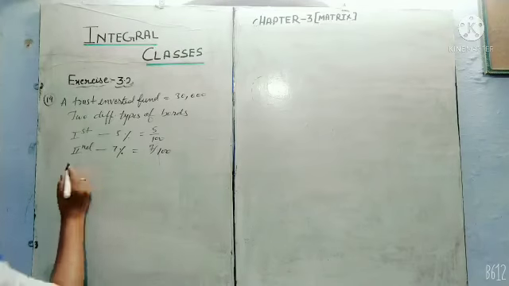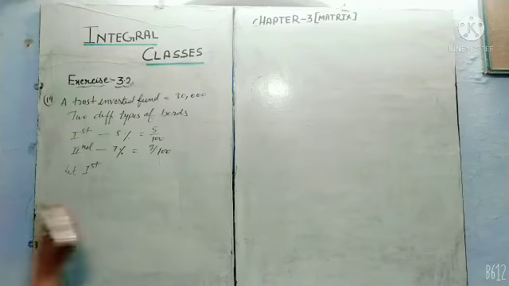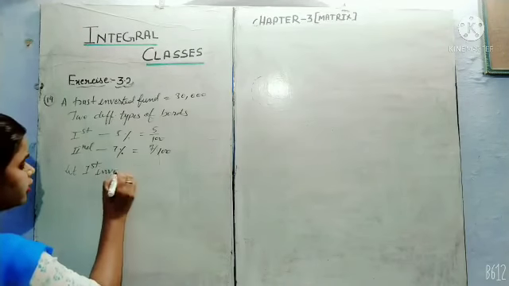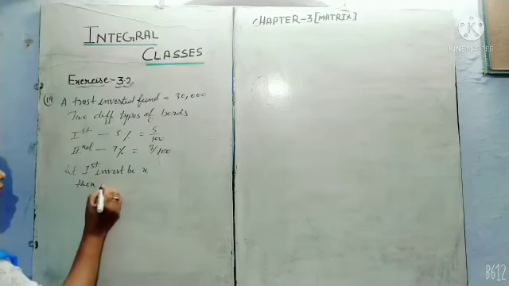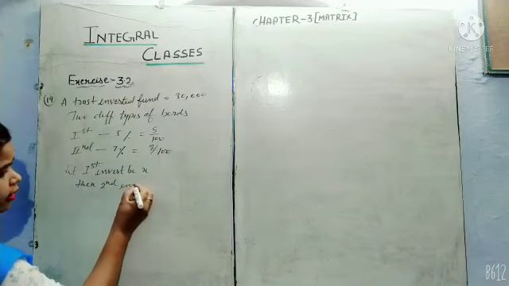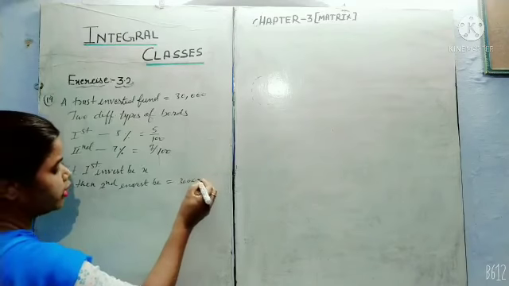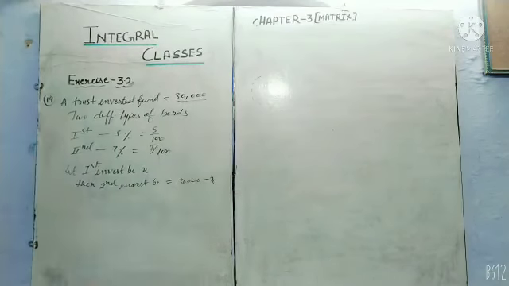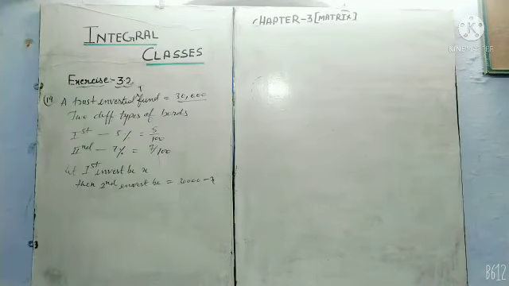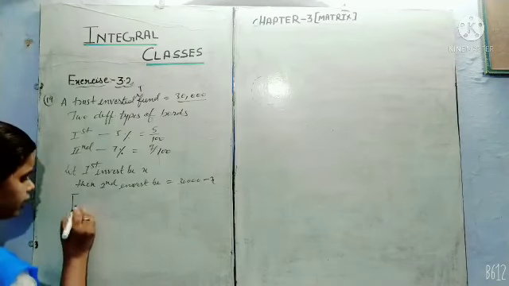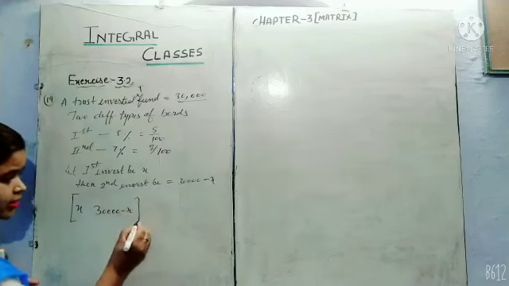So student, first we will let the first investment be X, then the second investment be 30,000 minus X, because we are given that it is the total fund. Now we have to write this in matrix form. So how can we write it? It is X first, then 30,000 minus X is second.